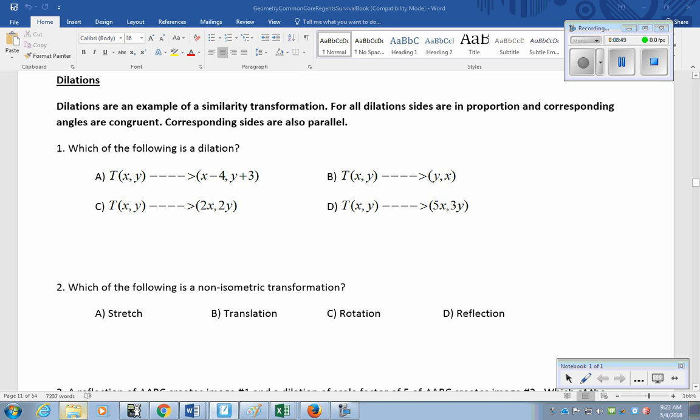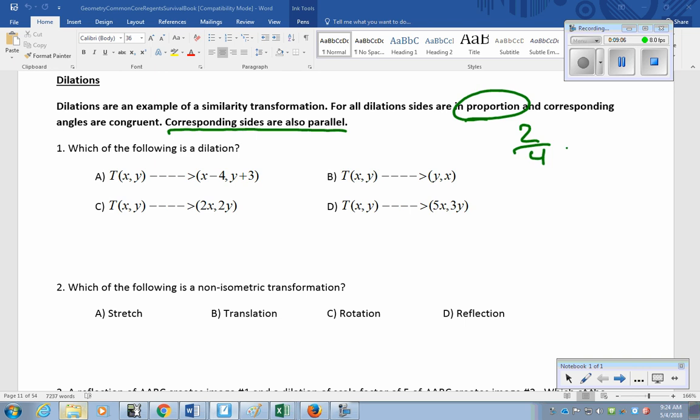So for dilations, some of the most important properties that they try to hit you with in the Regents, I think one of the biggest ones is this idea that corresponding sides are parallel. You're going to use a lot of proportions. So you're going to have to set up something like this, 2 fractions, and that would be a true proportion. So if I had 2 measurements of 2 and 4, I would have measurements of 3 and 6 if the second object was bigger and being dilated.